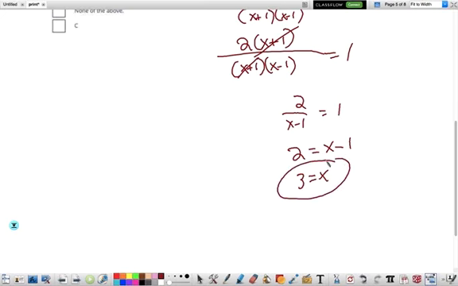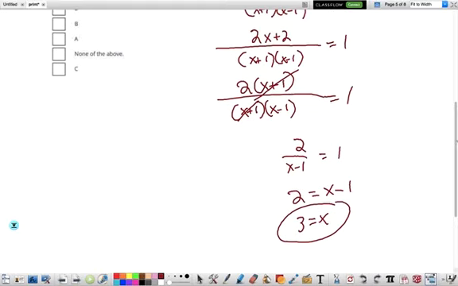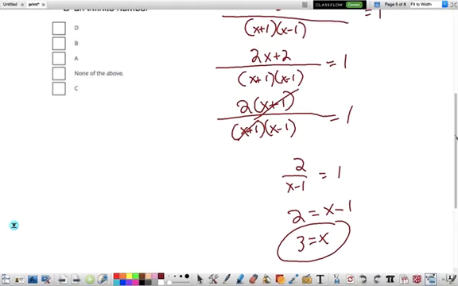How many of you got that one? How many solutions are there? 1. So if I go back to the question, the question said, how many solutions are there? There's 1, and that's your answer.